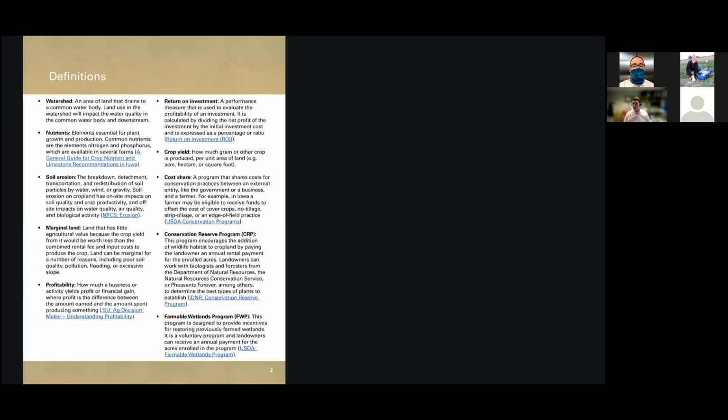Even if you're using it at maybe a graduate level course, or as you're working with farmers or landowners, you still might want these definitions as a way of making sure that everyone's on the same playing field, has the same understanding of what we're talking about there.